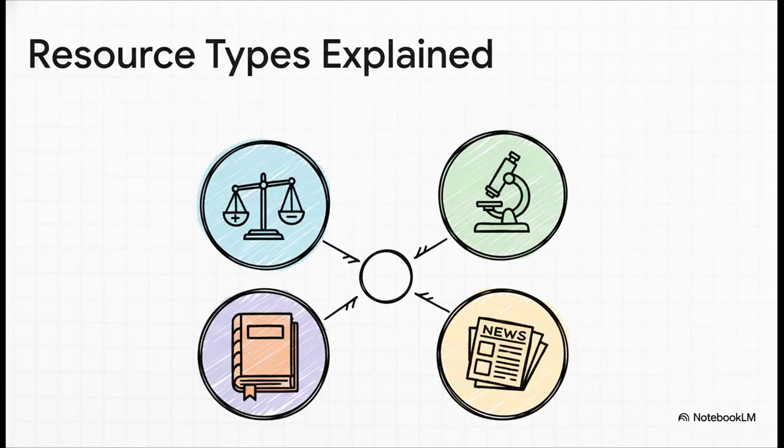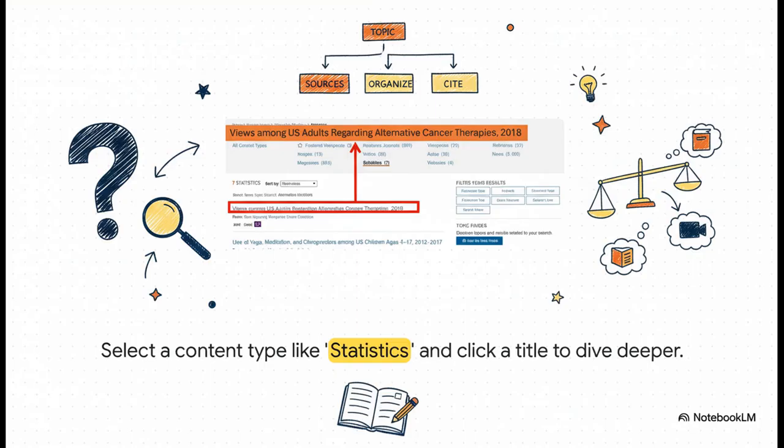Well, viewpoints are your classic pro and con essays, perfect for understanding a debate. Academic journals are where you find that serious, peer-reviewed research. Reference articles give you great background info, and statistics have all the charts and data you could want. Plus, of course, you've got news and magazines for what's happening right now. Let's actually see how it works. Say we need some hard data for a paper. We just click on statistics, and boom, the page instantly filters to show us just those. From there, we just pick a title that looks good and dive right in.